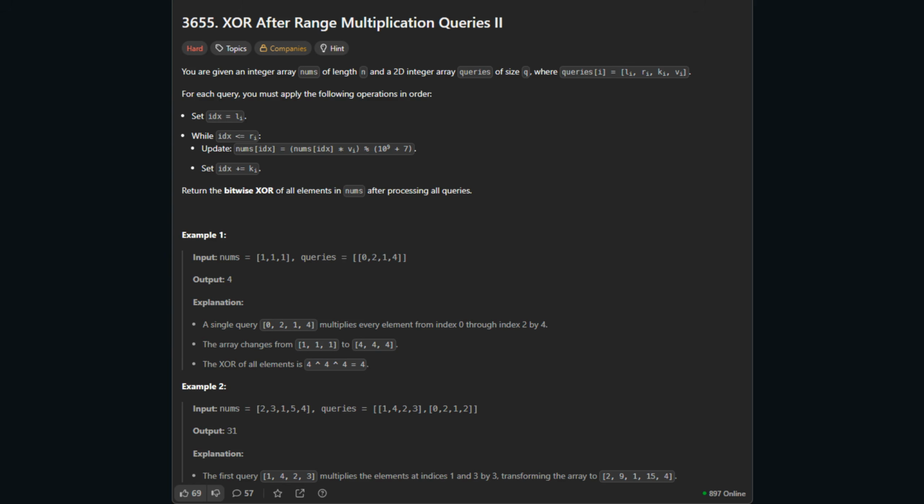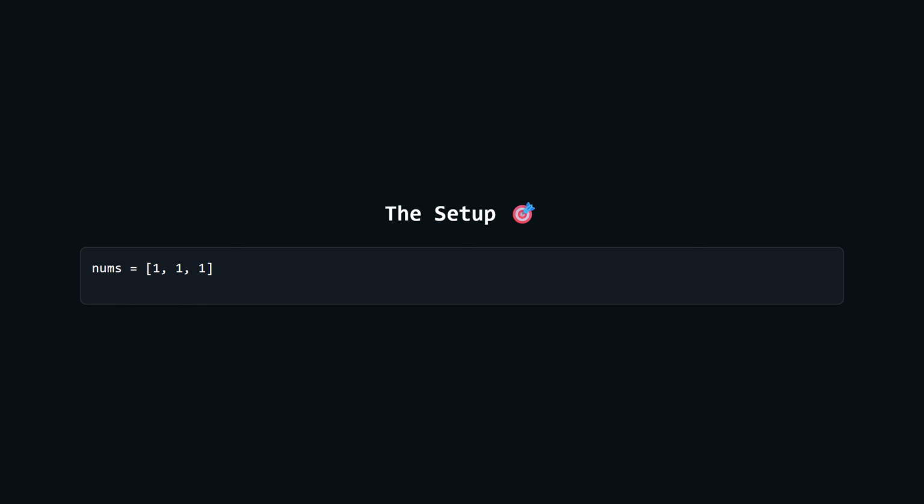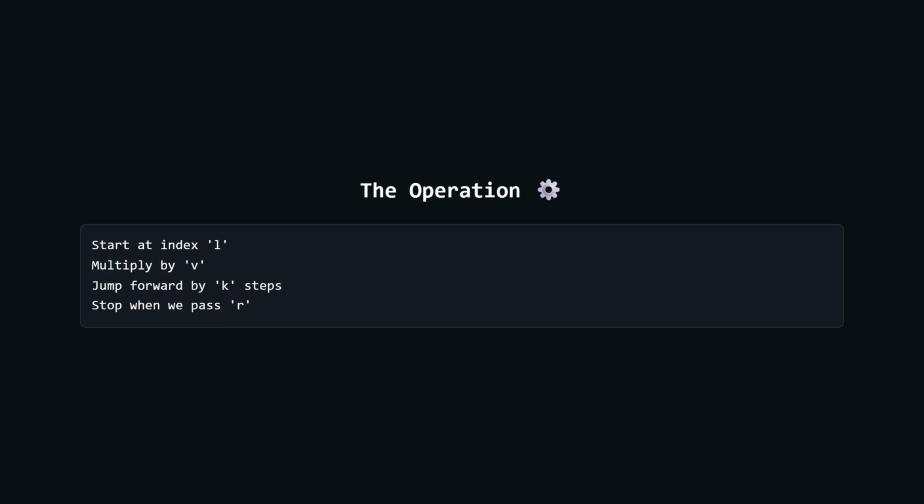Here is the problem page, but it's a bit of a mouthful, so let's walk through it slowly. We are handed a list of numbers, and we are given a list of instructions or queries. Each instruction has 4 parts. For each instruction, we start at a specific spot on the left, multiply the number there by a given value, and then jump forward a set number of steps, repeating this until we hit a right boundary.